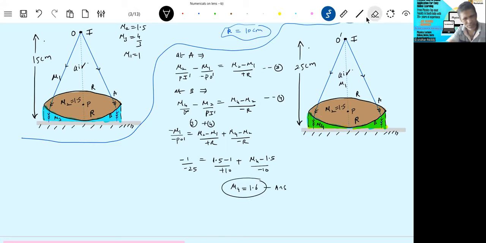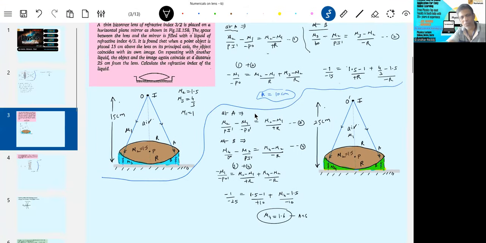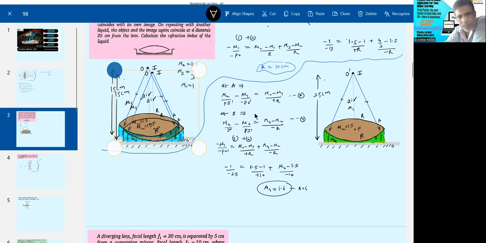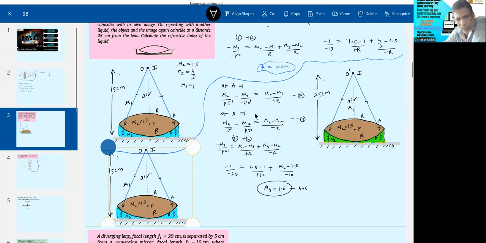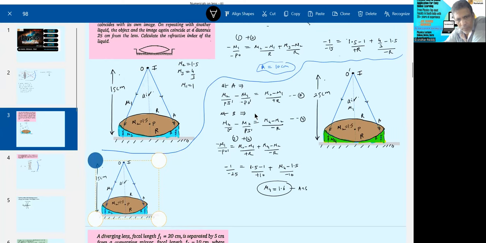What is the other approach? I said we have another approach also. Everything you should replace with a different setup. The other approach I'll show you. I'll bring it to the next page.